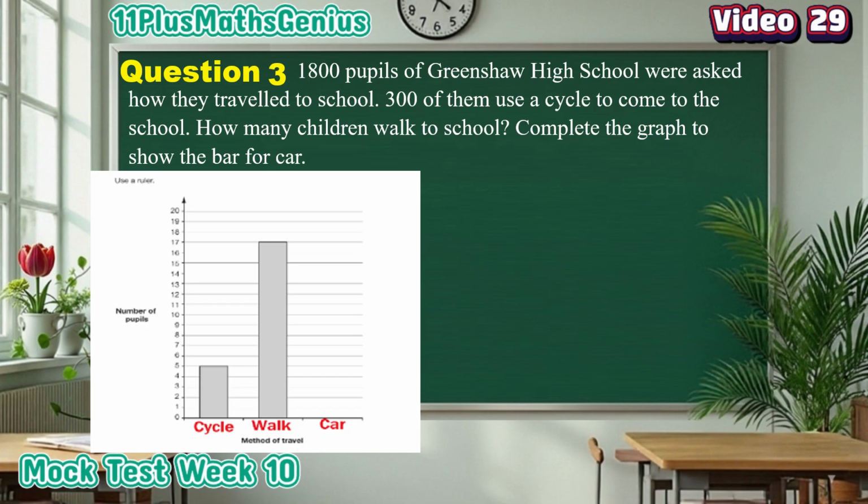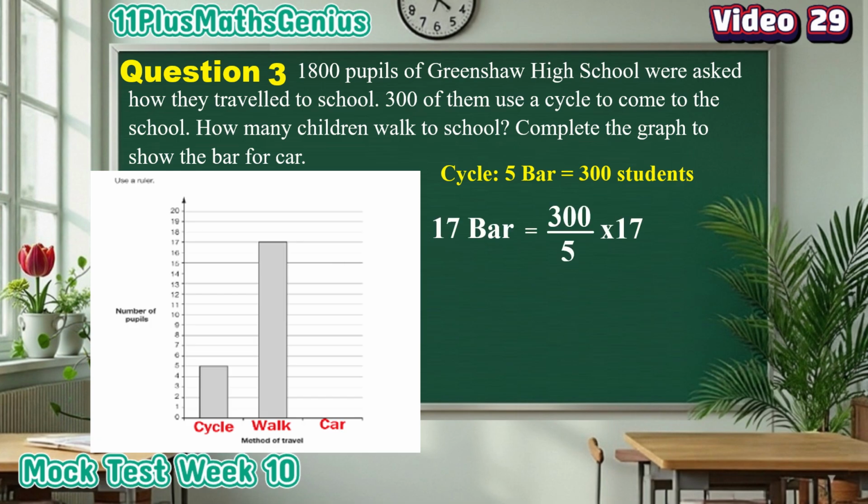We know that 300 of them go by cycle to come to school. Now, if we measure the cycle, we can see that it's 5 bars tall. So, 5 bars represent 300 students. That means for each bar, we have to divide 300 by 5, which is 60.